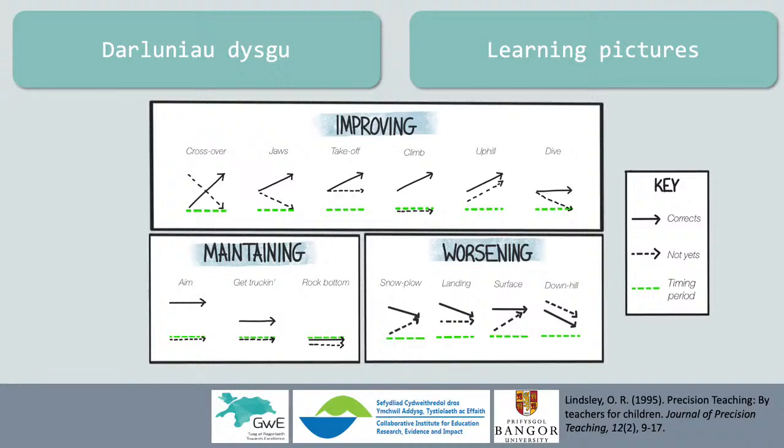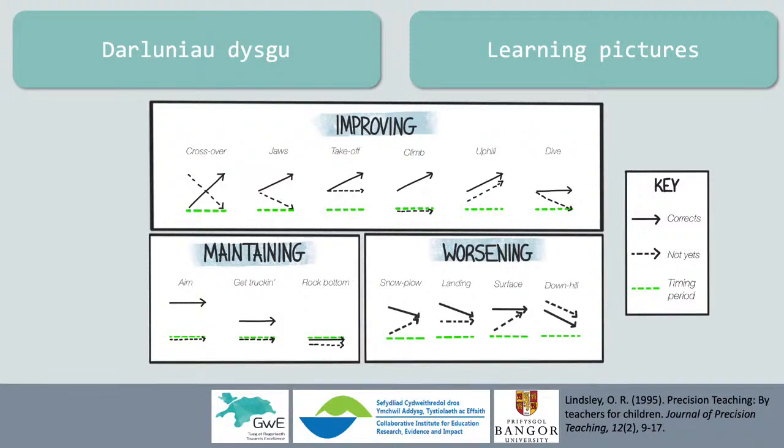Maintaining pictures occur when a pupil's corrects stop accelerating. The aim picture means that they are performing skills as fluently as they possibly can be, and they're ready to move on to a more complex skill. Get tracking suggests that pupils either have a tool skill deficit that is inhibiting their ability to perform the task fluently, or they are only able to answer a sample of the questions accurately. Rock bottom suggests either an engagement issue or that the skill is far too challenging and that the pupil needs to practice lower order tool skills first.